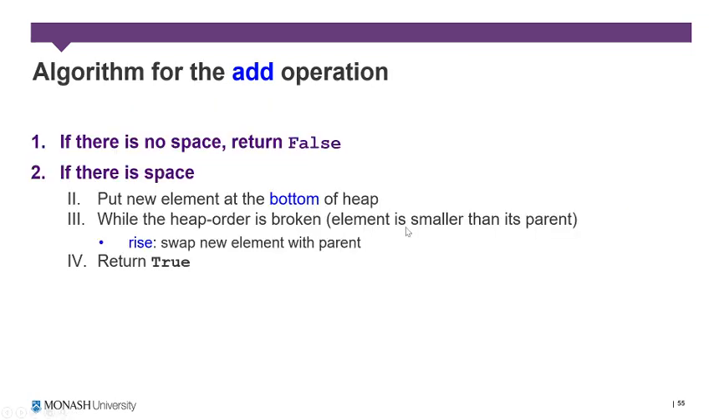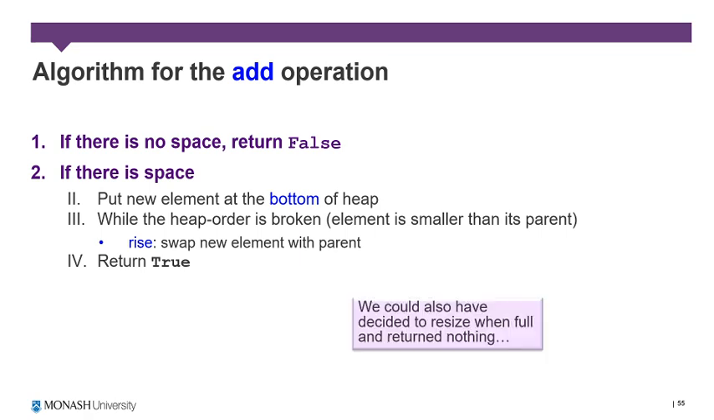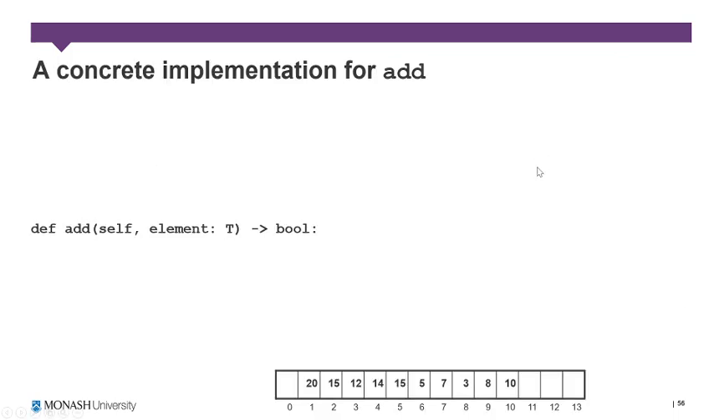So the algorithm for add: if there is no space, return false. Otherwise, if there is space, we're firstly going to put the element at the bottom of the heap. While the heap order is broken, meaning the element is smaller than its parent, we need to rise, swapping the new element up to its parent, and then finally return true. We could have decided to resize when full and returned nothing. That's another option, but in this example we're going to assume that we're not going to resize the heap when it becomes full.